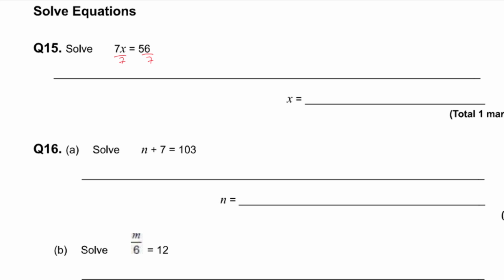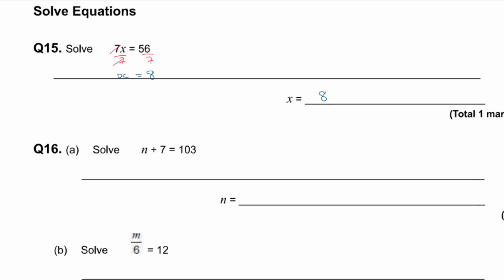So 7 divided by 7, they're going to cancel. That's going to leave me with x on this side, and 56 divided by 7, well, 8 7s are 56, aren't they? So that's going to be x is equal to 8. X is 8.